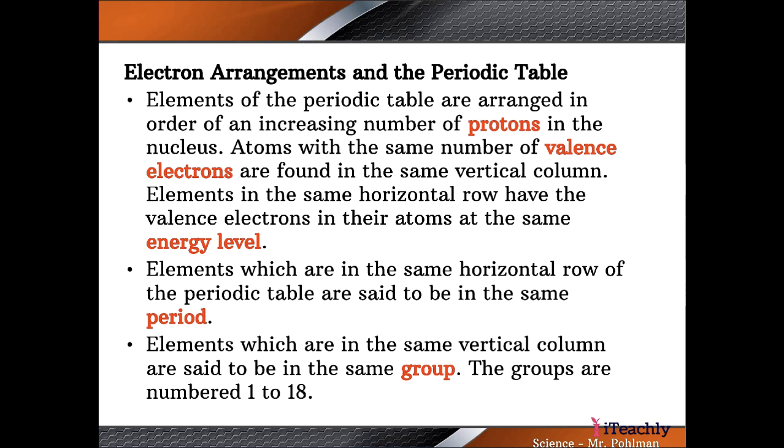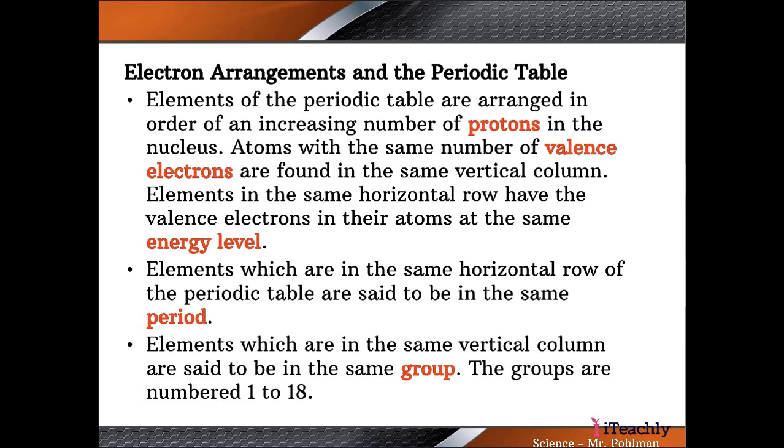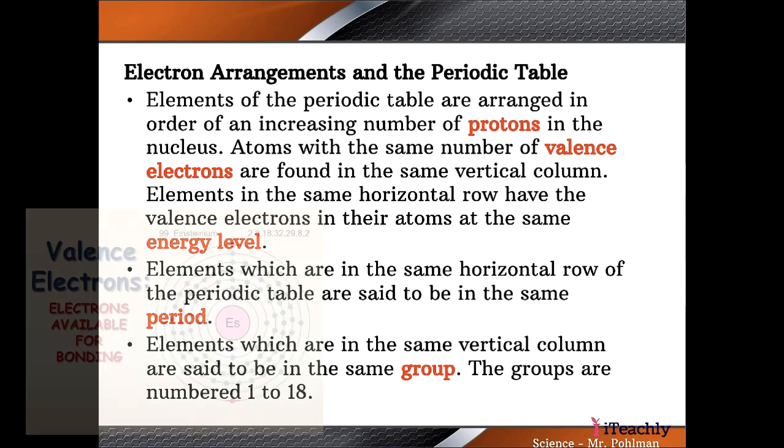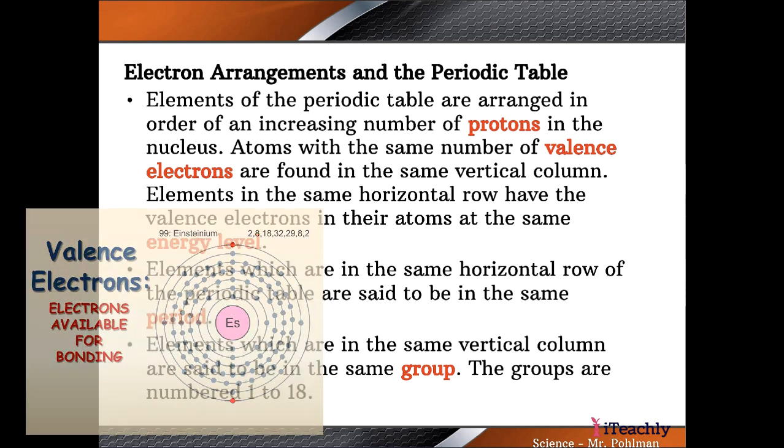Now we know from before that our periodic table, Henry Moseley rearranged it based on the increasing number of protons that you find in the nucleus. But what we're also going to find is that in that arrangement of those atoms, as we move from left to right, the atoms with a similar number of valence electrons, those outermost electrons, are going to be found in the same vertical columns or groups.